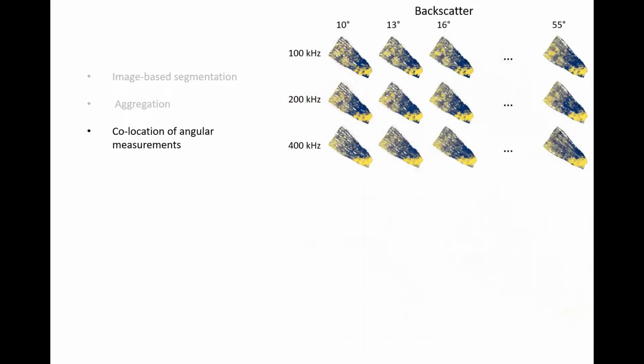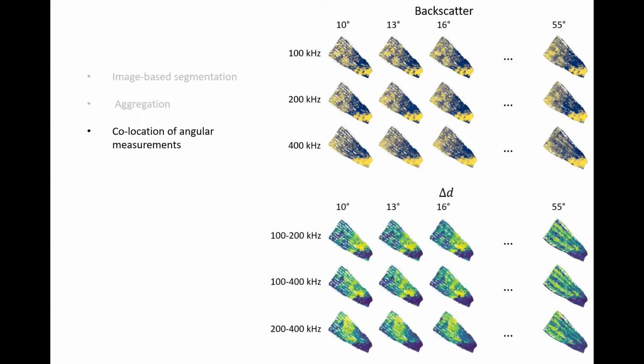So we can aggregate different angles from different frequencies across the whole study area. So for instance, between 10 and 55 degrees and 100, 200, 400 kilohertz. And we can do the same with differences in measured depth at the pixel level, not at the surface level. So differences between 100 and 200 kilohertz, 100 and 400, 200 and 400, all at different angles. And we can try to co-locate some of those measurements to start to draw inferences from them.